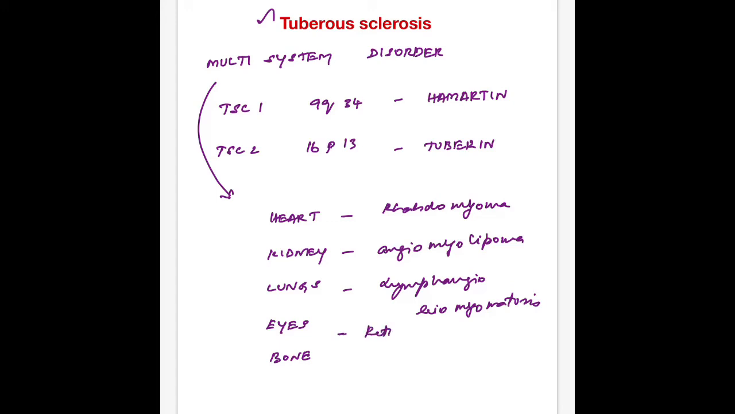Now coming to the brain. We are going to have three important things. One is going to be the cortical tubers or ependymal nodules, and the tumor that is associated here is going to be SEGA, subependymal giant cell astrocytoma. It is a grade 1 tumor. So that is very, very important to know.